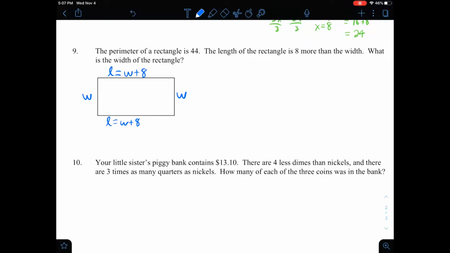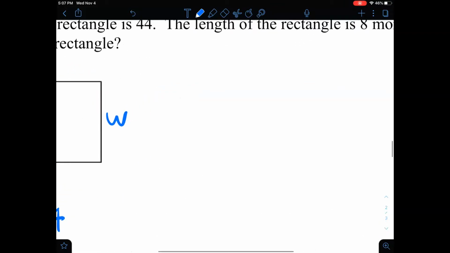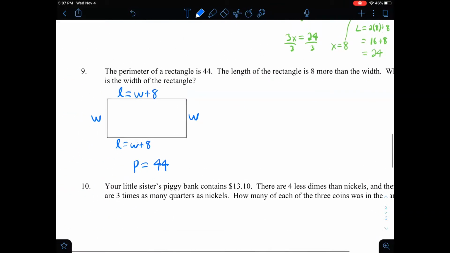Right? 8 more than the width. So it's the width plus 8. Cool. We also know the perimeter equals 44. Just a reminder, I went through this in the video, but is perimeter the inside or the outside again? I forget. It's the outside. So let's add up the outside.